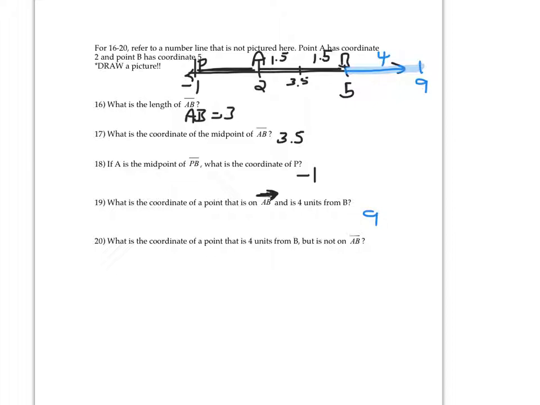And then finally it says, what is the coordinate of a point that is 4 units from B, but that is not on line segment AB? So that indicates that we want to go from point B, and we want to go 4 units in the other direction, so that it's not on this ray from A through B. So if we go back to that point B, and we go 4 units in this direction, that's going to put us at +1, because 5 minus 4 gives us 1.